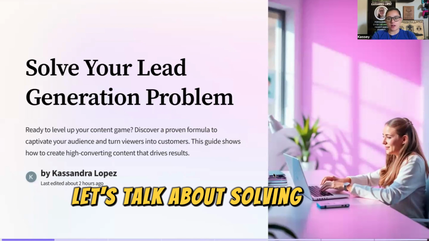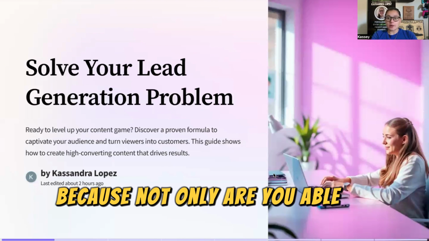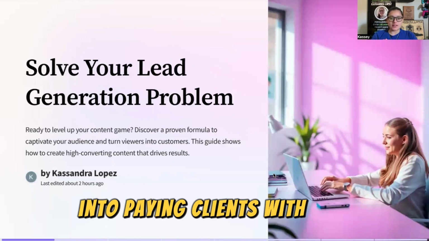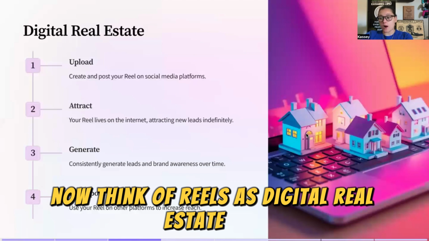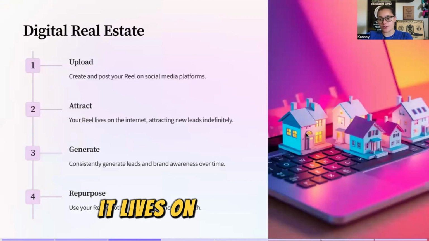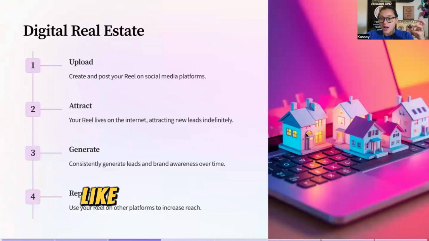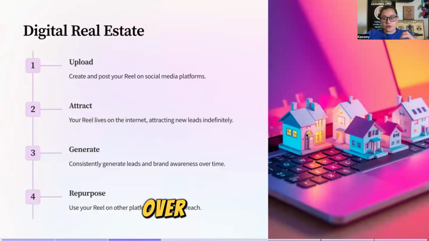Let's talk about solving your lead generation problem. Now, Reels have become a gold mine when it comes to lead generation because not only are you able to capture your audience's attention, but you can turn followers into paying clients with ease. Think of Reels as digital real estate. Why? Because once you upload it, it lives on the internet and it starts attracting new leads indefinitely. Unlike traditional advertising or organic strategies, which often have a lifespan, Reels allow you to continue to generate leads and bring brand awareness over time, right?